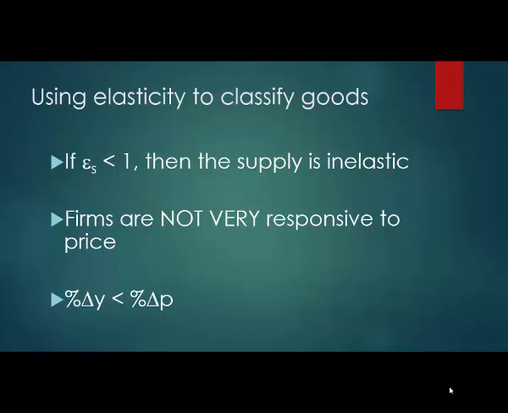In this situation right here, when the supply is inelastic, our firms are not very responsive to price. They're still going to follow the law of supply. When the price changes, they're still going to change the quantity, but the difference is the quantity change is proportionately smaller than the price change. And so if the price were to go up 1%, our quantity change would be less than 1%. So the percent change in the quantity is less than the percent change in the price.